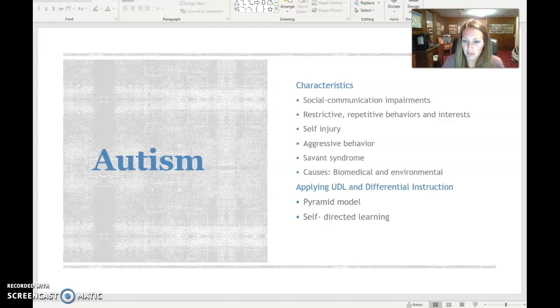A lot of times they have aggressive behavior. A lot of autistic students have savant syndrome, which is where they have exceptional talents in some area. The causes are biomedical and environmental. Those can both be causes. Ways to apply UDL and differential instruction: the Pyramid Model, which is improving social and emotional learning for young children, and also self-directed learning.